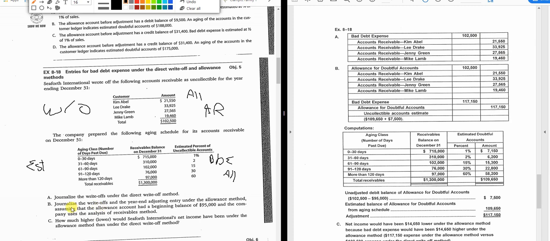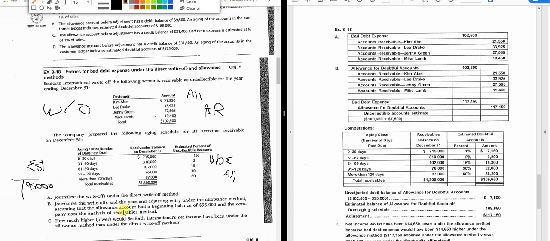B, journalize the write-offs under the allowance method, assuming the allowance account has a beginning balance of 95,000 and the company uses the account analysis of accounts receivable. So the allowance account has a beginning balance of 95,000. They really should tell you if that's a debit or credit. Let me figure that out a second. Again, they should have told you it's 95,000. Okay, it's kind of irrelevant in the write-off entry though.